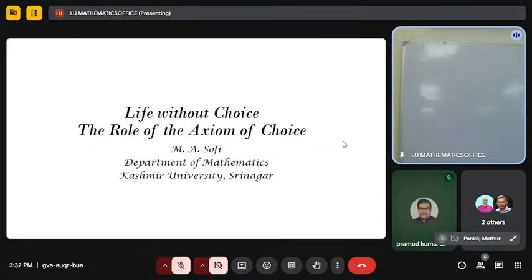You see, during my graduate years, while I was at Kanpur, it turned out that people had written many papers titled "Life Without T2." I still have 2 papers of your "Life Without T2." So it was really interesting. T2 is the Hausdorff property. So that is what motivated me to title my talk "Life Without Choice."